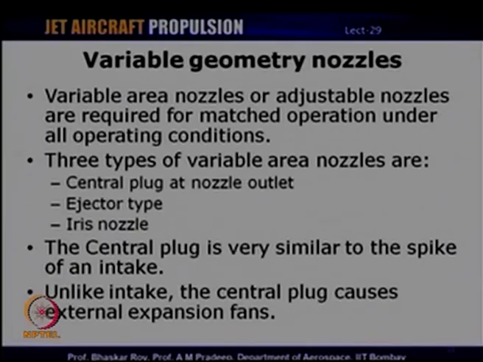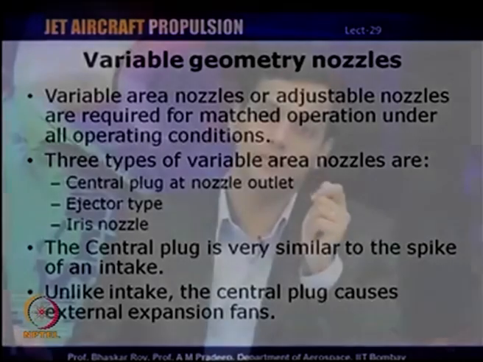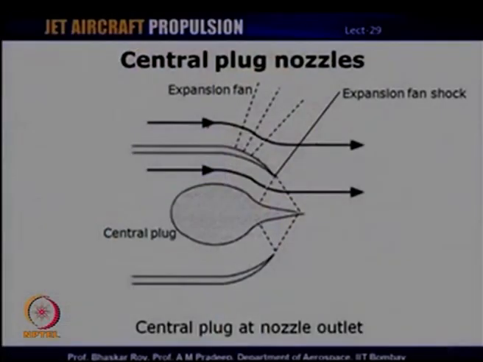In a spiked intake, we have seen that the spike leads to the formation of oblique shocks, and that is required for deceleration of the flow. Whereas, in a central plug type of configuration, instead of an oblique shock, we have expansion fans, and expansion fans lead to the required expansion taking place through the nozzle. So, the figure that is shown here is basically a schematic of a central plug type of nozzle. We can see that what is shown at the center here is the central plug, very similar to that of a spike of an intake if the flow were coming from the other direction.